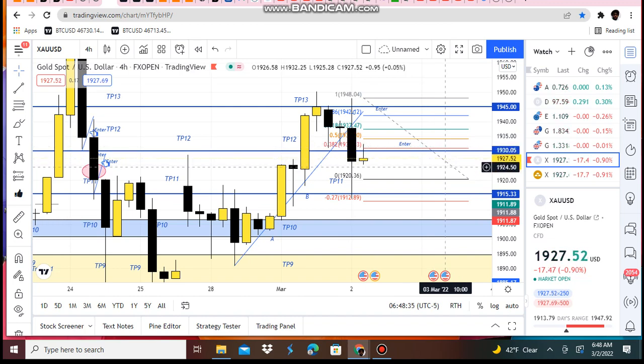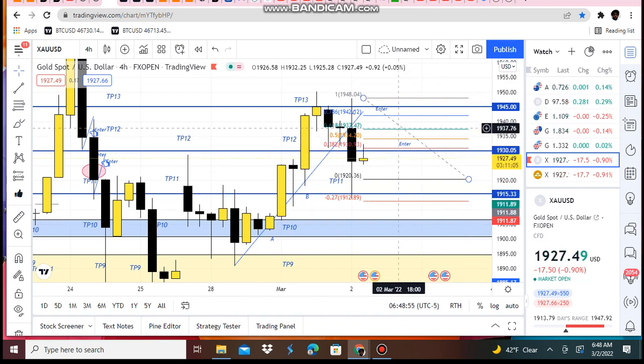And now we can see price, going into New York session, 8 o'clock, heading back down to zero and 27 extension. So be mindful that it can still retrace back up to 0.5 or even 0.618 before heading back down to zero, and then 27 extension, 1913, 1915 area. All right, gang, I just want to keep you updated with that.